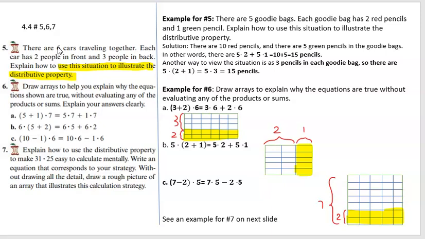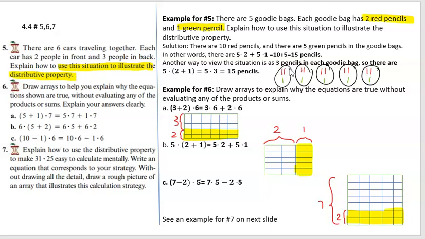Okay, so let's see. I use the goodie bags example, which is very similar to the cars. Each goodie bag has 2 red pencils and 1 green pencil. Let me draw a picture. Let's say we have 2 red pencils. The first goodie bag, we have first, second, third, and the fourth. And then we have 1 green. Together that's a goodie bag, and a goodie bag, and a goodie bag, and a goodie bag, and a goodie bag.